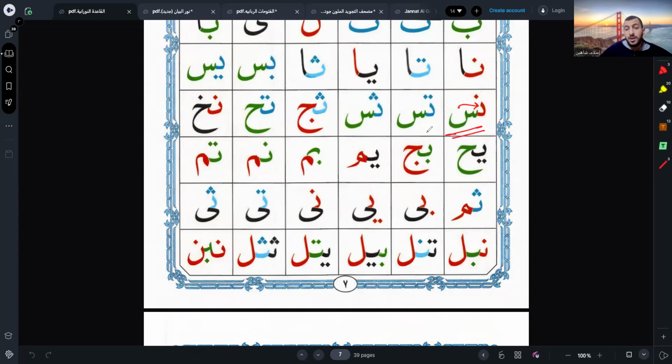separate shape. Okay, so if this is a line, we're gonna find it like the same like this. Okay, noon, sin. So da, sin, tha, sin. Focus. Da, sin, tha, sin. Then we have tha, jim, da, ha, noon, kha, ya, ha, ba, jim, ya, meme.